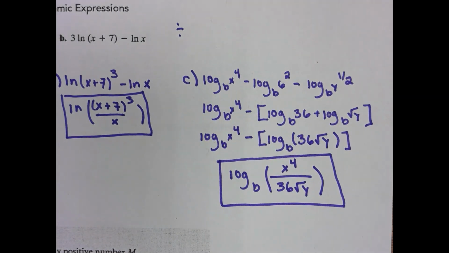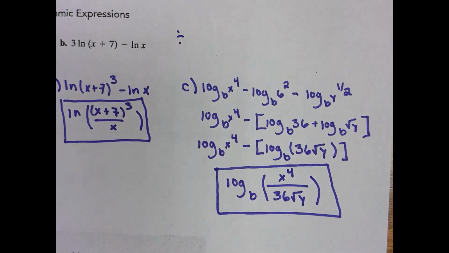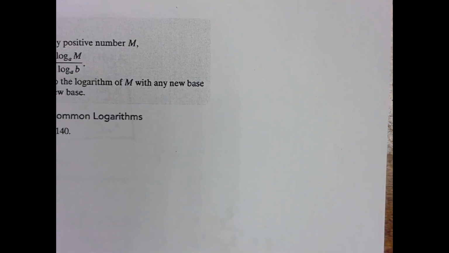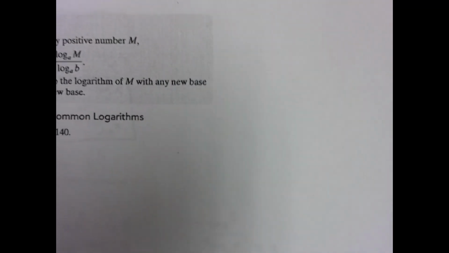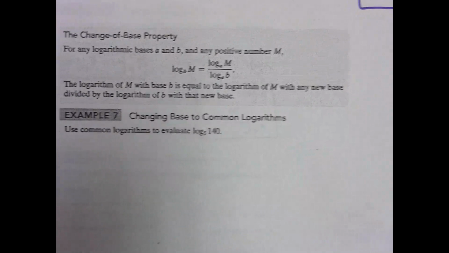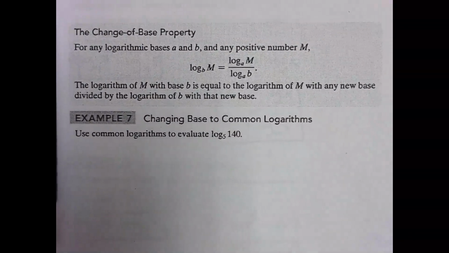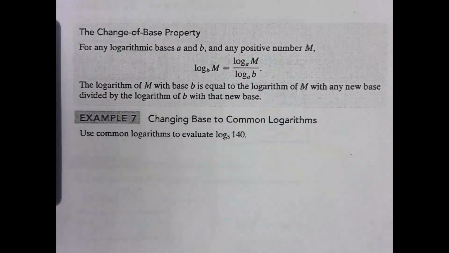All right, questions here on part C. I just got one last thing for us after this. All good? Okay. So the last thing in the notes here is what's called the change of base property. And the main use for this actually relates back to calculators that did not have the ability to change bases.